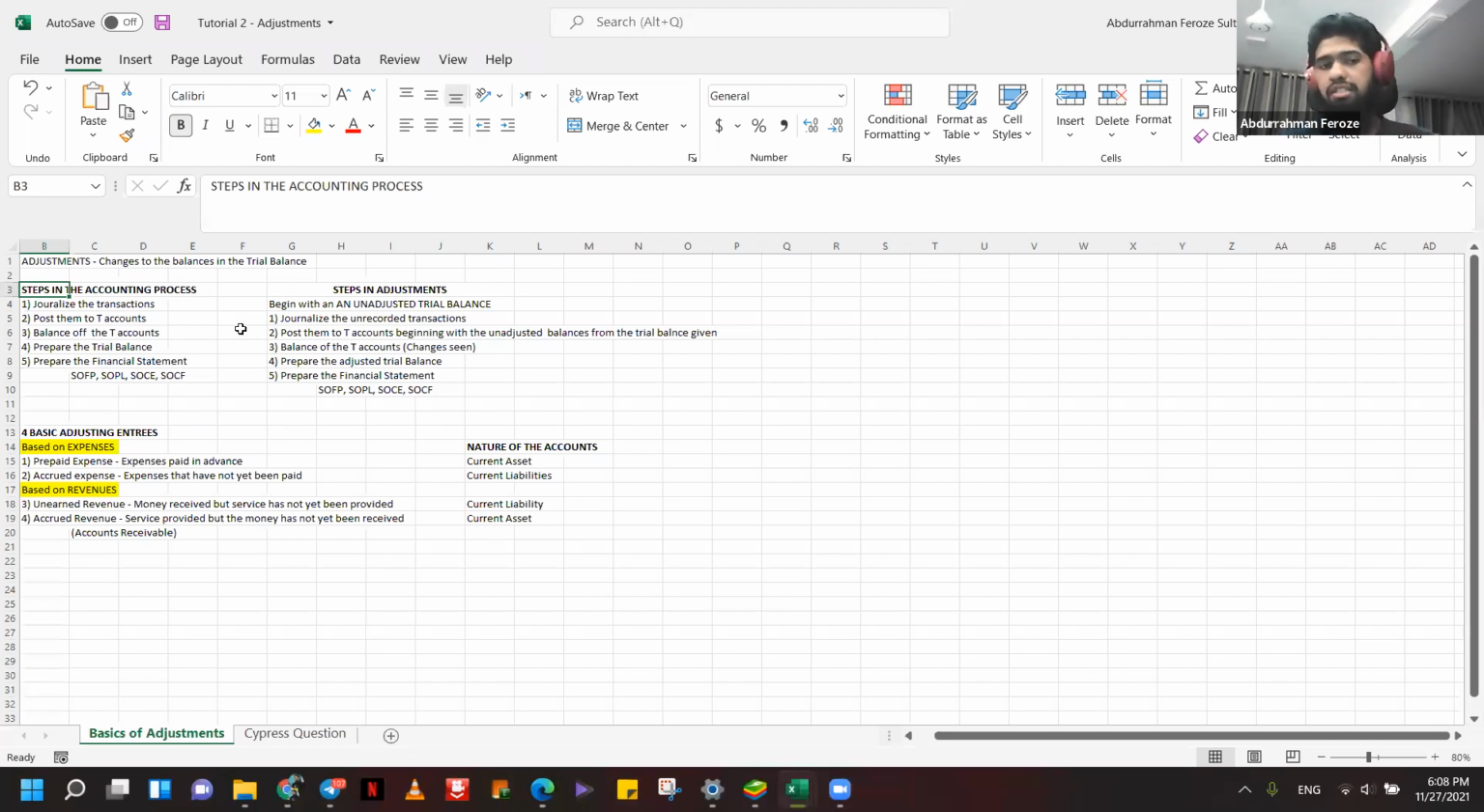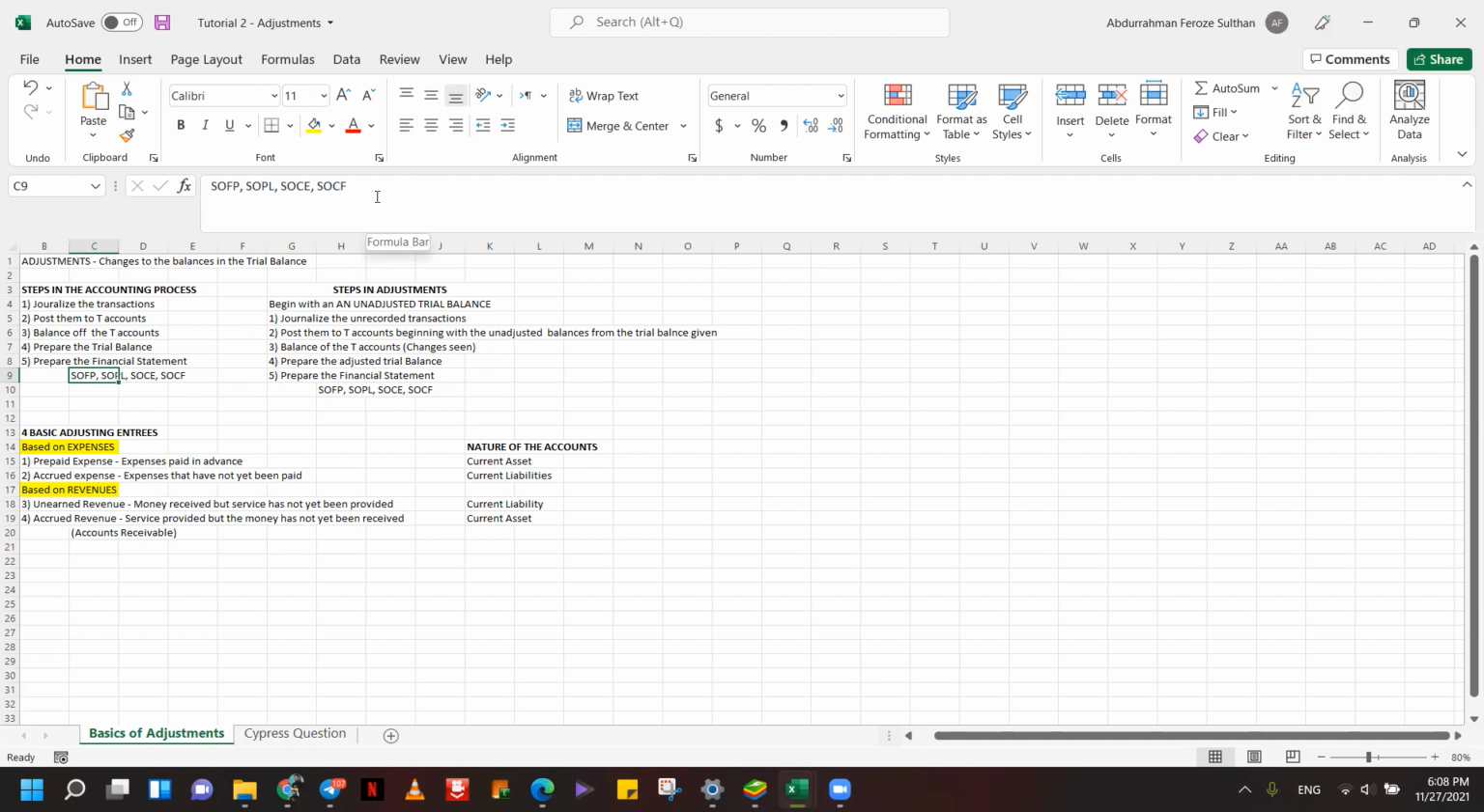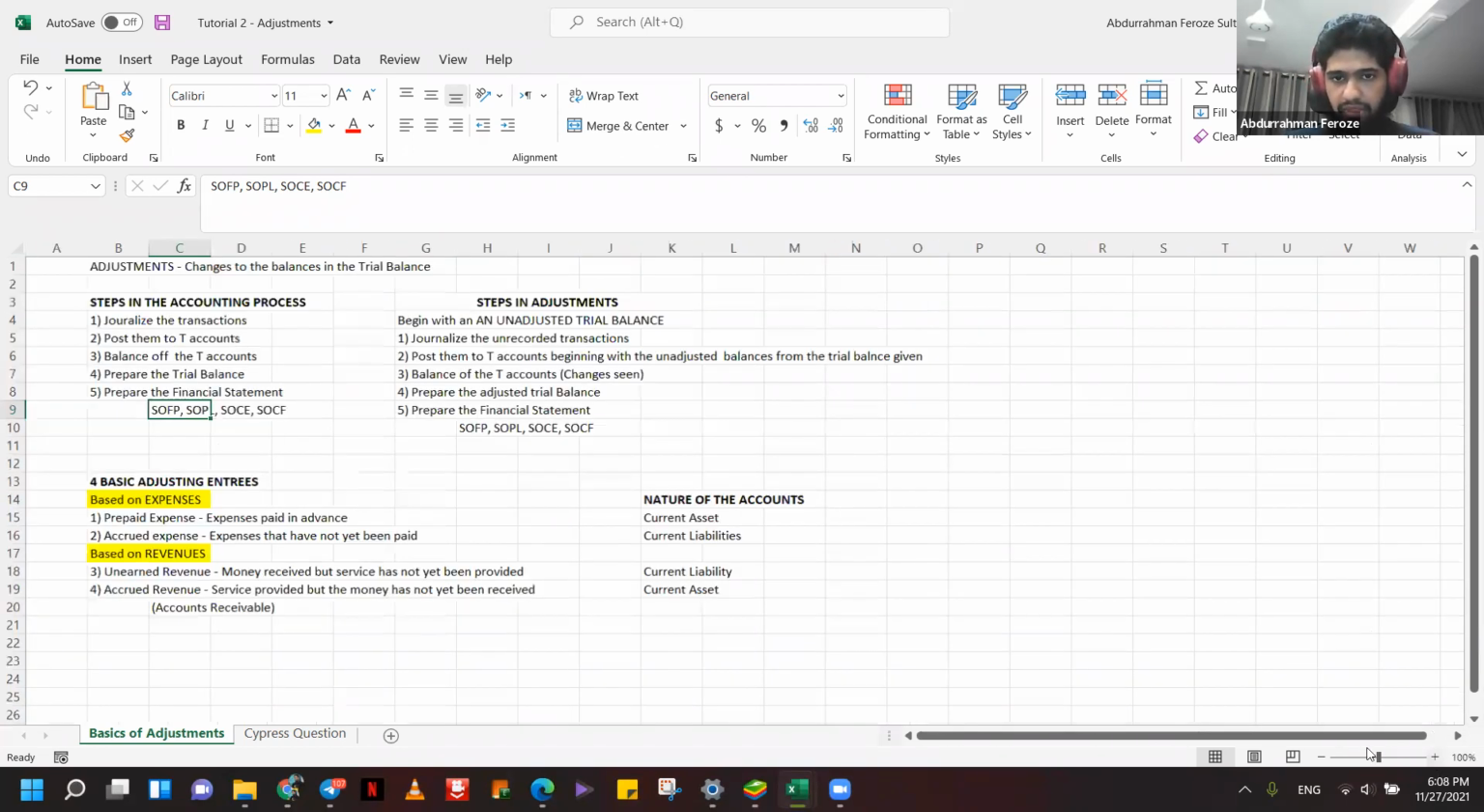We did not do that last class, but inshallah, this class, we will prepare a whole financial statement in terms of the SOFP, SOPL, SOCE, and SOCF. You guys know what these short forms stand for, right? SOFP, SOPL, SOCE, SOCF. Do you know what these abbreviations stand for? Yes. All right. Now when it comes to adjustments, let me make it bigger. Is it clear now?